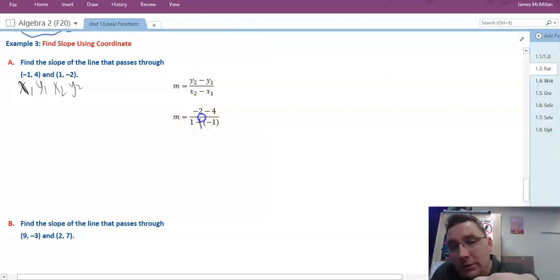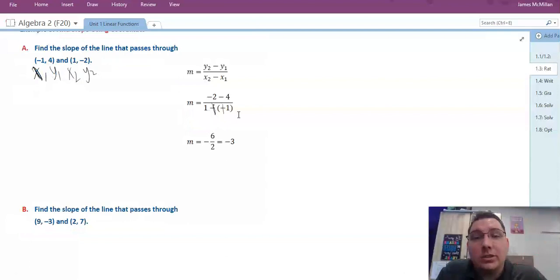It becomes a plus. There we go. And so that's going to give us negative 6 for the numerator divided by 2, and negative 6 divided by 2 is negative 3. So if you got negative 3 for that, great. If not, go back, look at the steps here, and make sure you're doing your signs correctly. That's going to be the biggest mistake there.